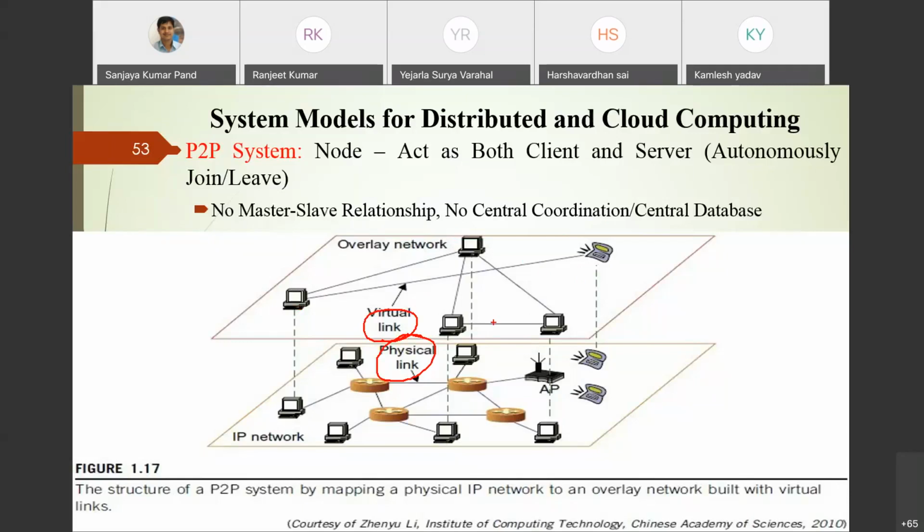One advantage you will get is that there is no master slave relationship and no centralized computing in a P2P system, and you can separate your physical network from the logical network, so that each and every network can be treated as a unique network or a single network. Okay, that is possible: physical link with the virtual link. But originally it is the IP network only.